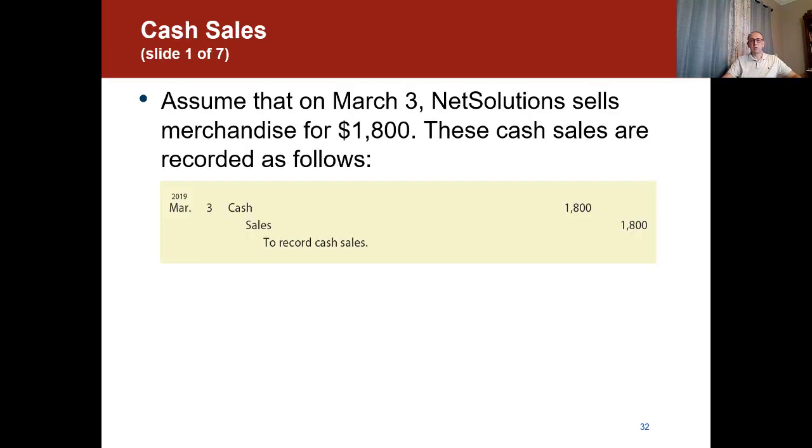So let's start with cash sales and see how the cash sales transactions are recorded. So let's see this example. Assume that on March 3rd, Net Solutions sells merchandise for $1,800. These cash sales are recorded as follows. So we record the date first, which is March 3rd, 2019. Then we debit cash. And why are we debiting cash? Because cash is an asset. It's increasing. So we record it on the debit side because assets increase on the debit side.